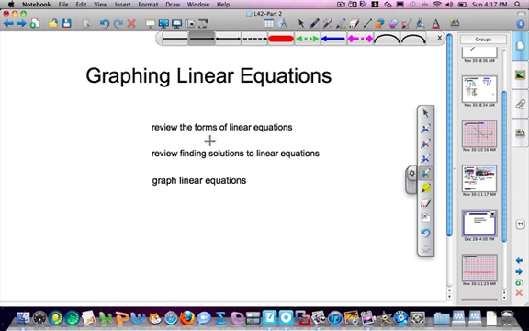So we've reviewed the forms of linear equations. We have reviewed finding solutions to linear equations. We've also graphed a linear equation onto a coordinate plane.